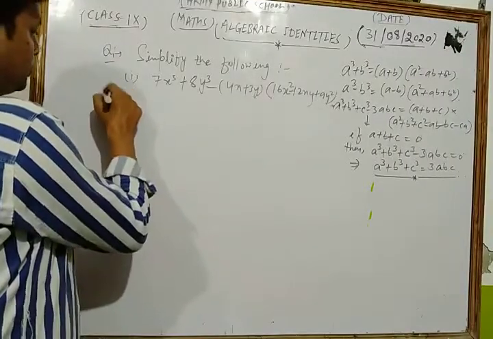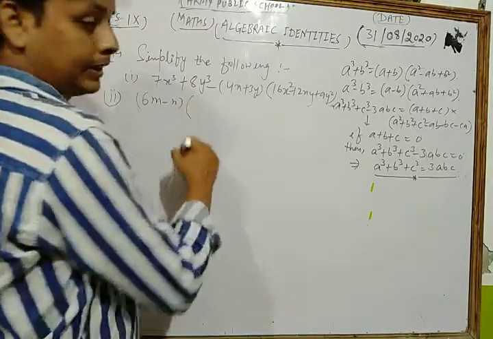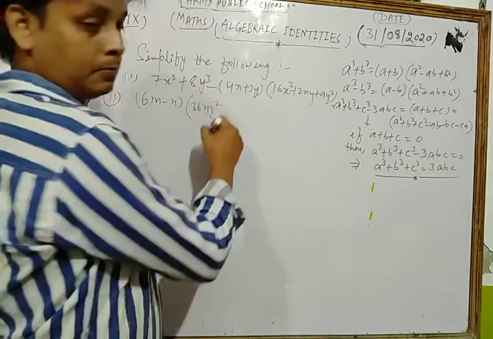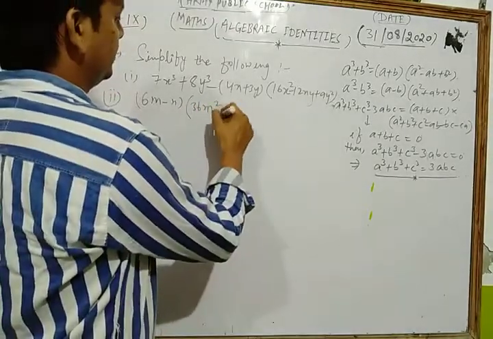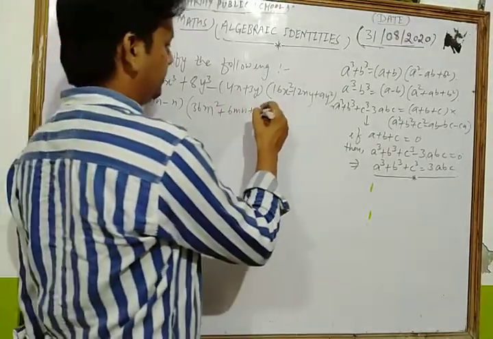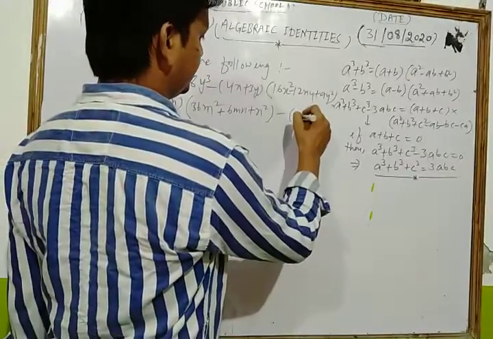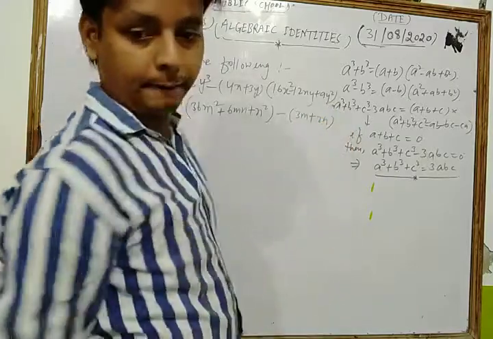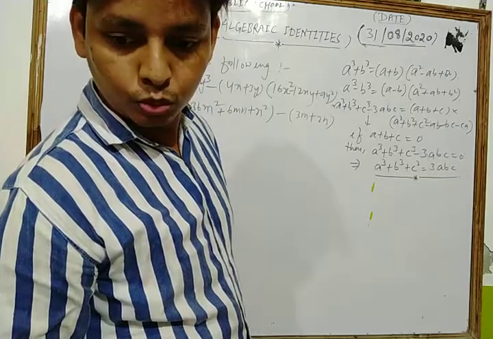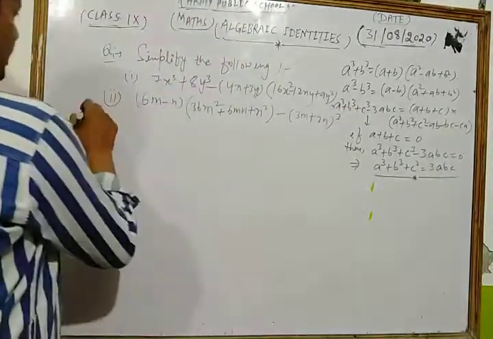And the second part of this question is 6m minus n in one bracket and 36m square plus 6mn plus n square in another, minus 3m plus 2n, whole cube. Let's see its solution.